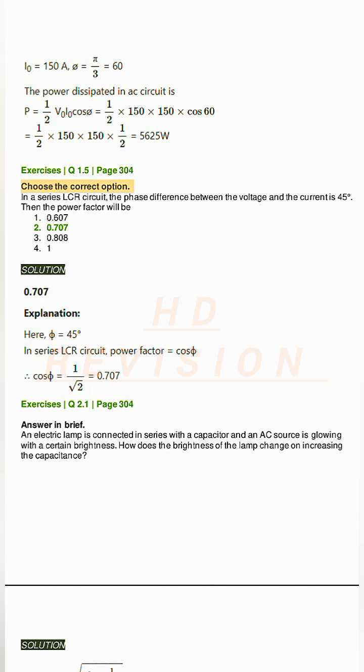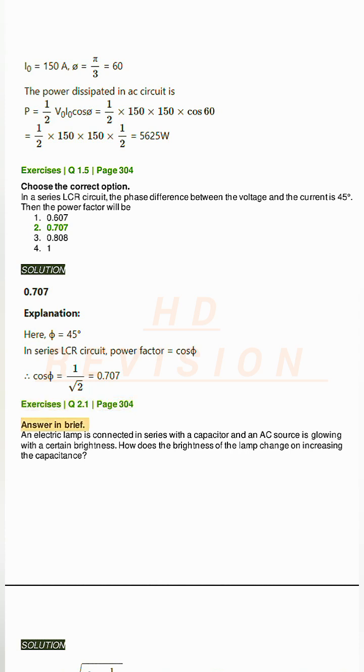Solution. Exercises Q1.5, page 304. Choose the correct option. In a series LCR circuit, the phase difference between the voltage and the current is 45 degrees. Then the power factor will be 1. 0.607, 2. 0.707, 3. 0.808, 4. 1.